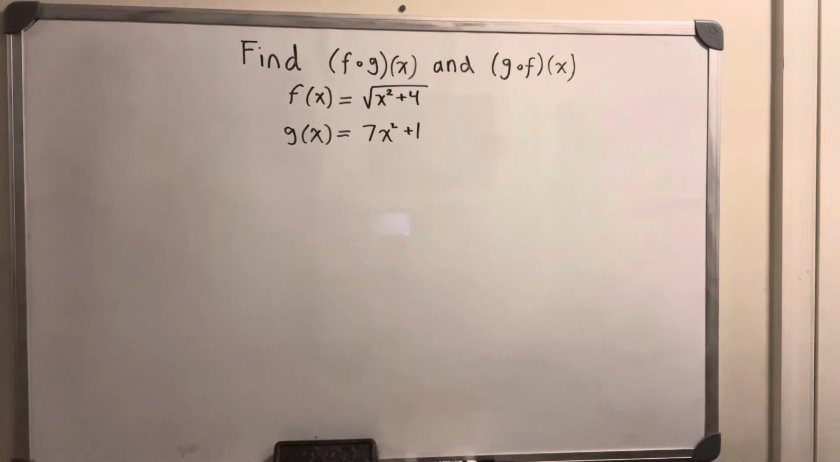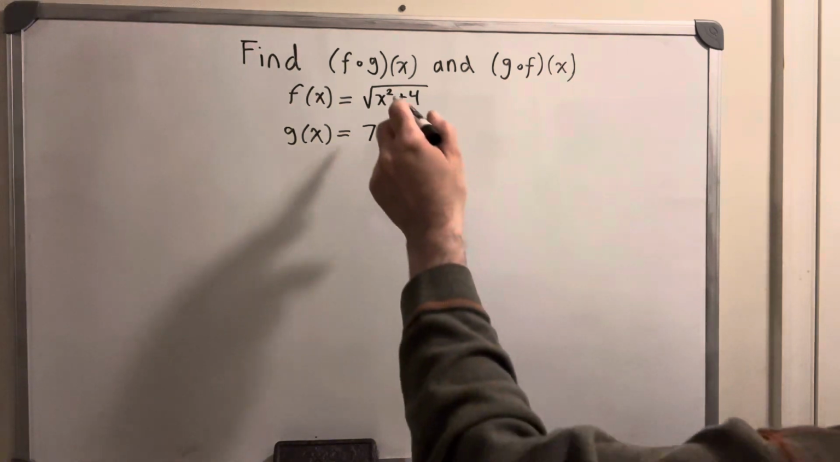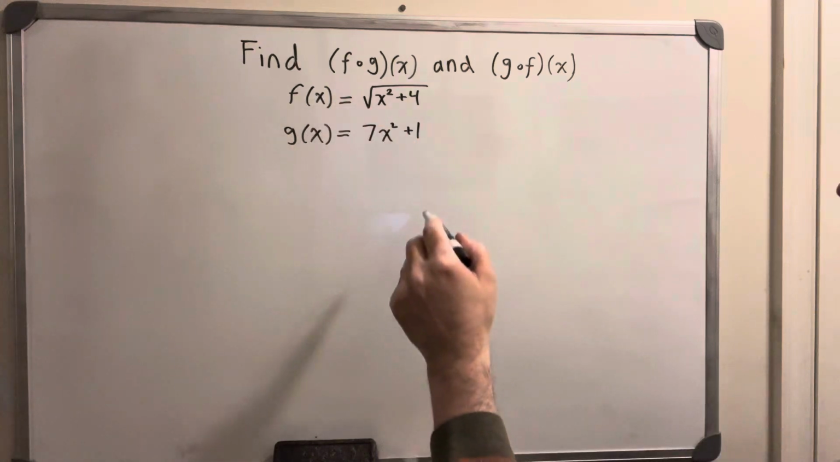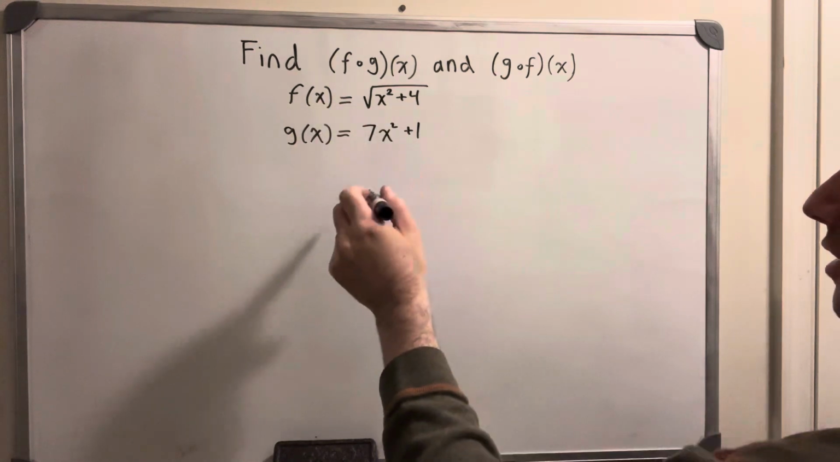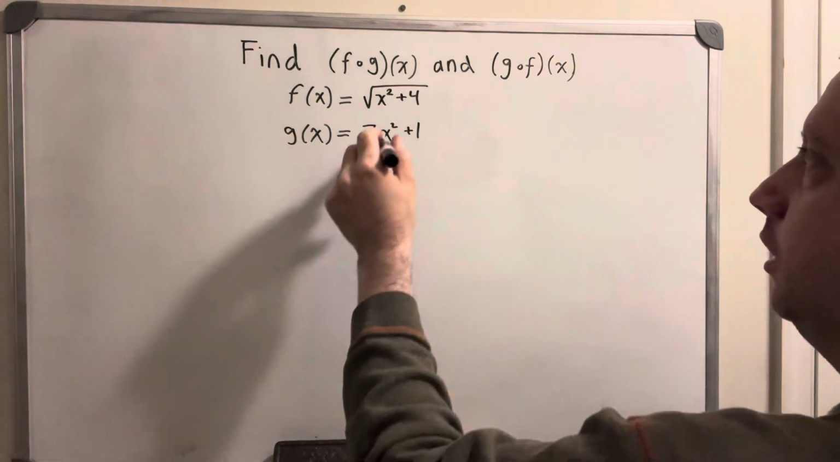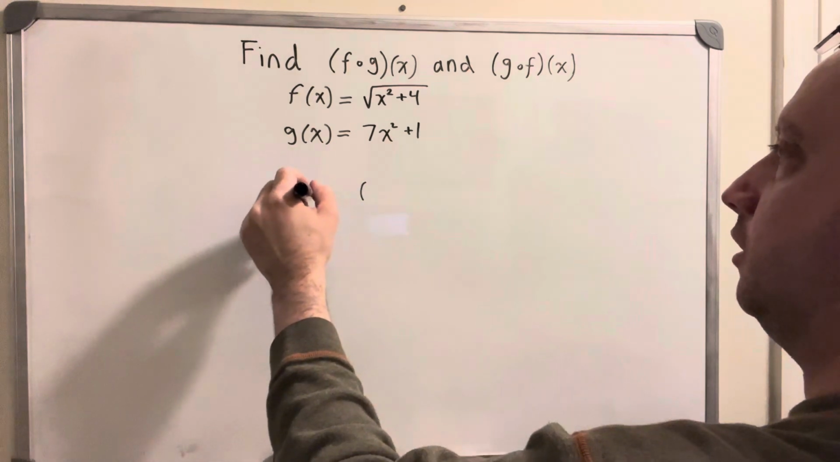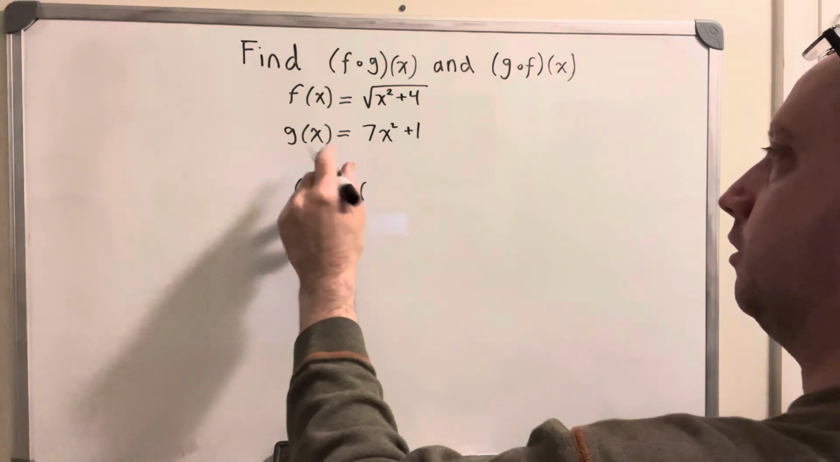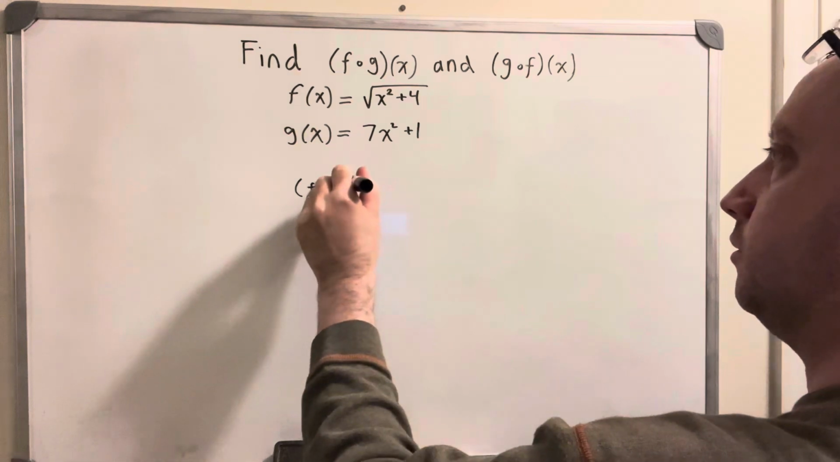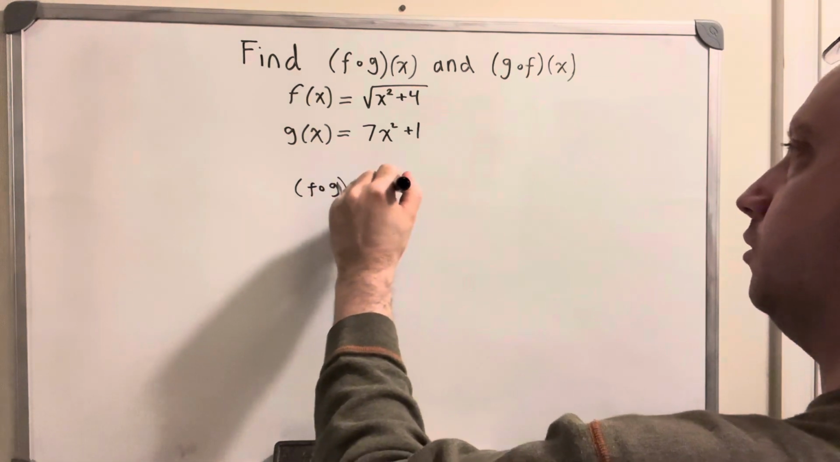This problem says find f of g of x and g of f of x, where f of x is the square root of x squared plus 4, and g of x is 7x squared plus 1. So for the first one, let's first replace every x in f of x with 7x squared plus 1. So this is x squared, so this is going to be equals, okay.